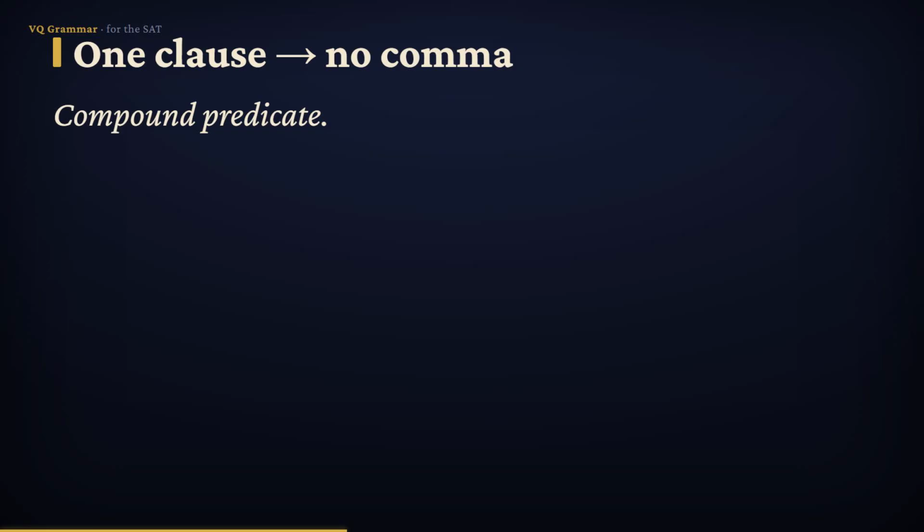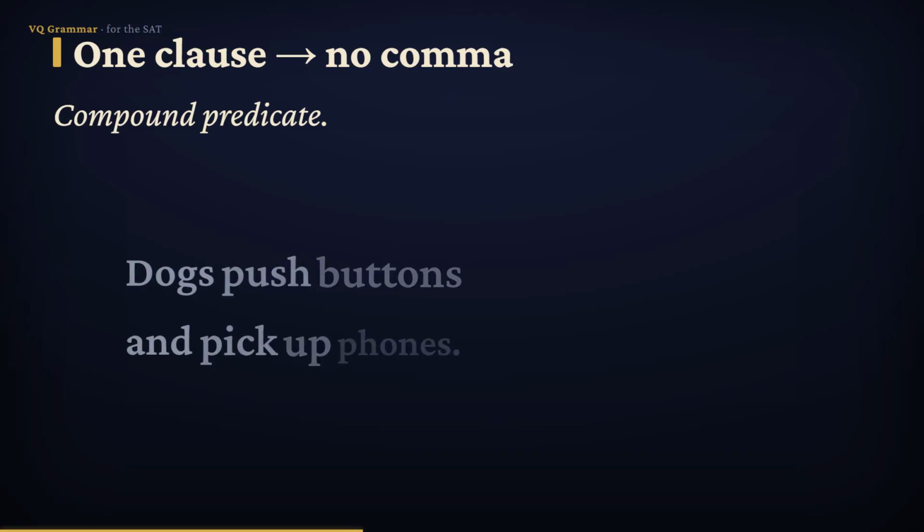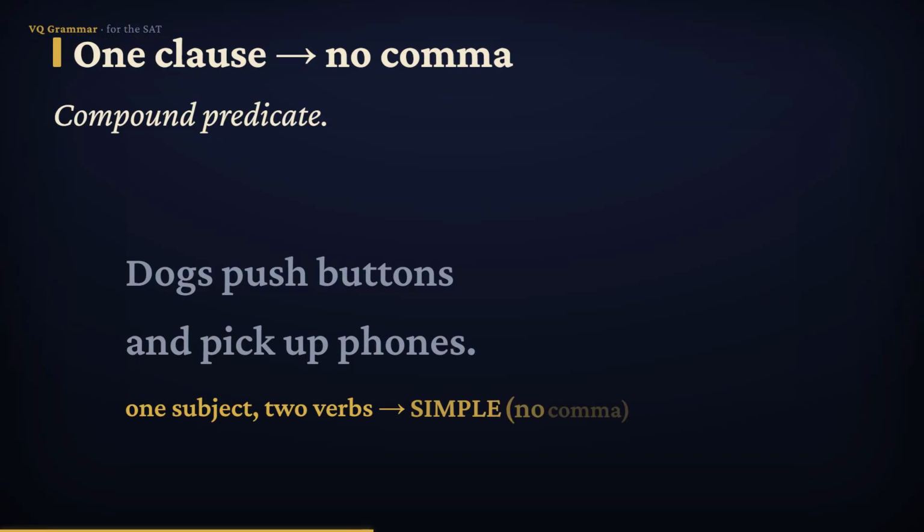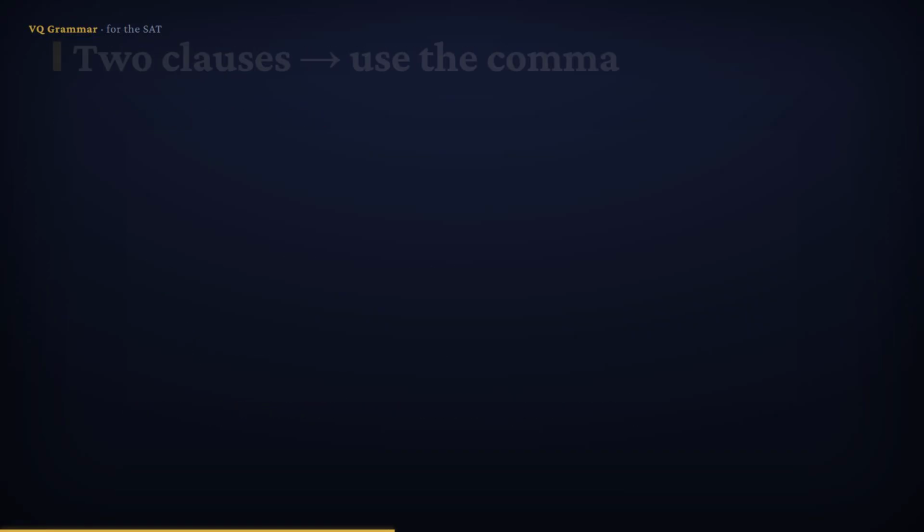Here's the comma trap, and it's the same one we saw with compound predicates. Compare. Dogs push buttons and pick up phones. That's one subject with two verbs, a compound predicate. Still just one clause, so no comma before and.